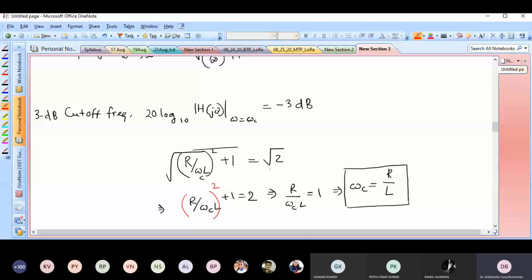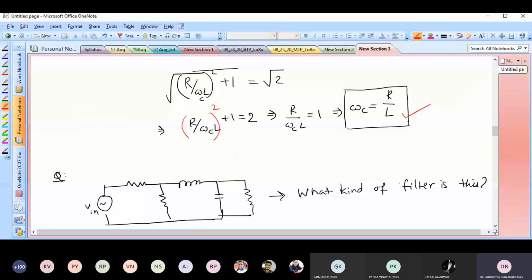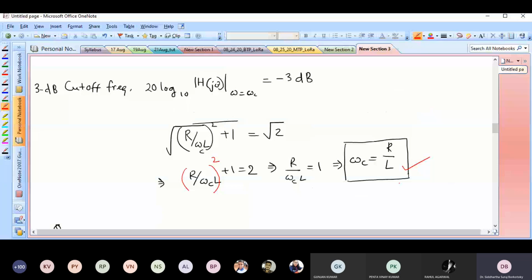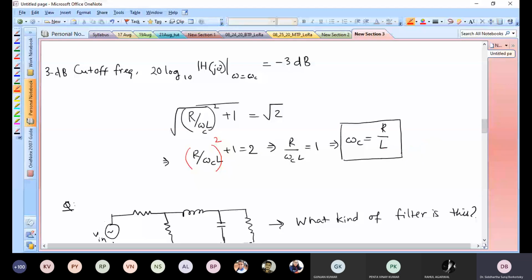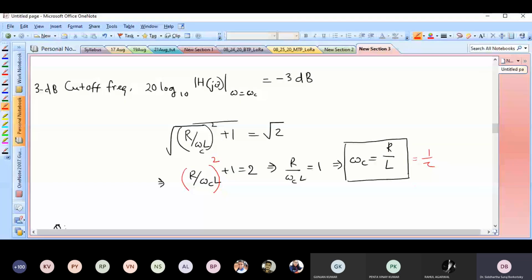Again, this is nothing but 1 by the time constant, because the time constant is L by R. That has got nothing to do with the filtering behavior. So this is still equal to 1 by the time constant. Basically, it's the same cutoff frequency, but the difference is that we now have a high pass filter.